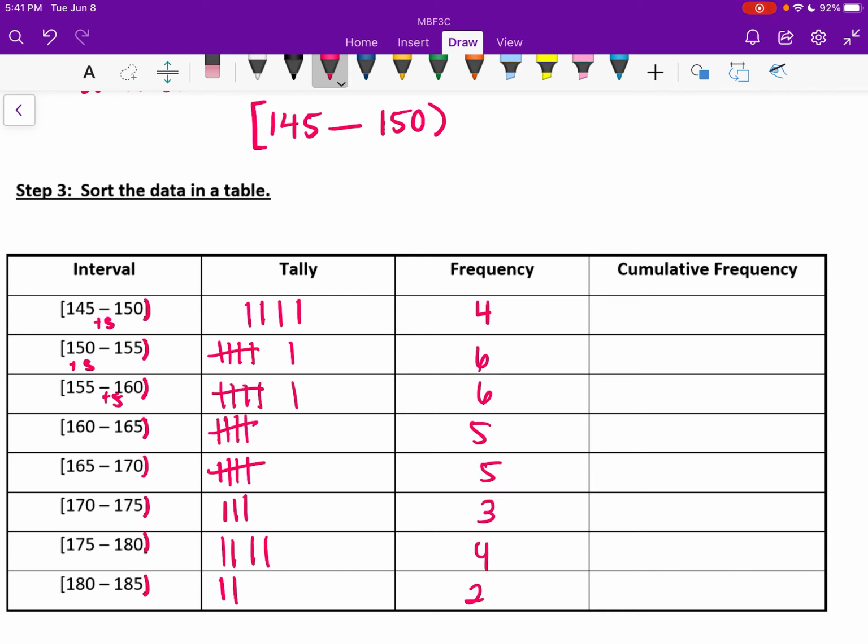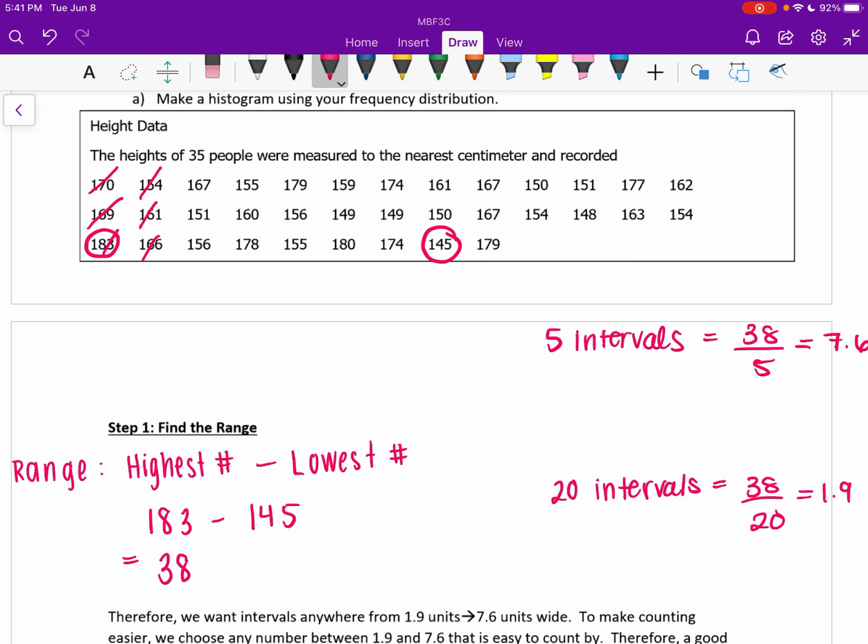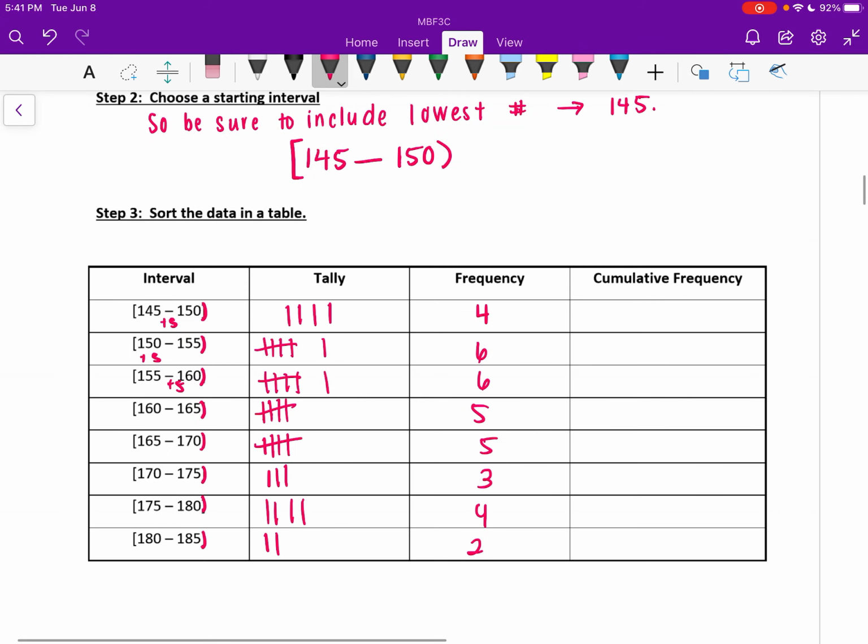And then what I like to do, just to make sure I got all the numbers, I know here there's a total of 35 numbers. So if I did 1, 2, 3, and then I looked across 1, 2, 3, 4, 5, 6, 7, 8, 9, 10, 11, 12, 13, right? And if I just counted all the numbers out, I got 35. So I know there's a total of 35 numbers.